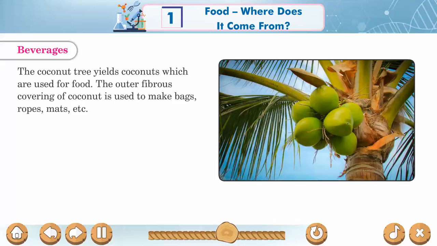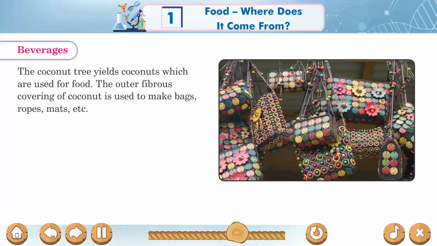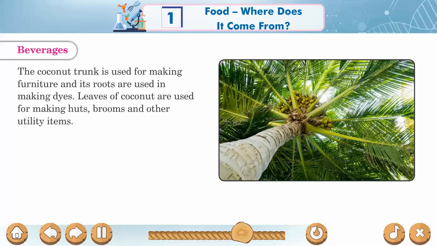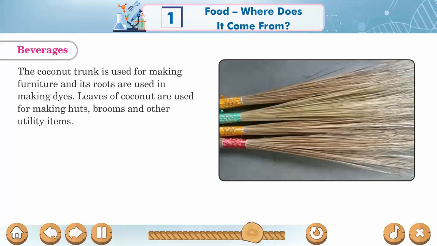The coconut tree yields coconuts which are used for food. The outer fibrous covering of coconut is used to make bags, ropes, mats, etc. The coconut trunk is used for making furniture and its roots are used in making dyes. Leaves of coconut are used for making huts, brooms and other utility items.